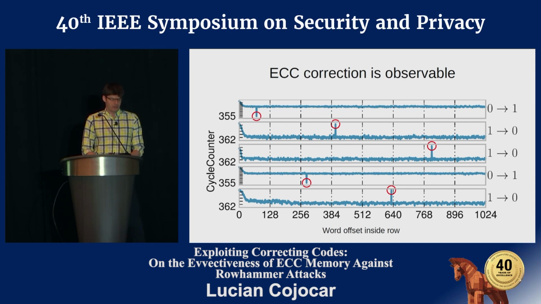So for example, here we have 5 instances of bitflips. The y-axis measures the performance, basically the number of cycles it takes to access the memory, and the x-axis is just an offset inside the row that we test for bitflips. So it's the word offset, right? And we can clearly see a distinction between normal execution and some of those peaks. It turns out that those peaks do correspond to a bit being corrected by the hardware.